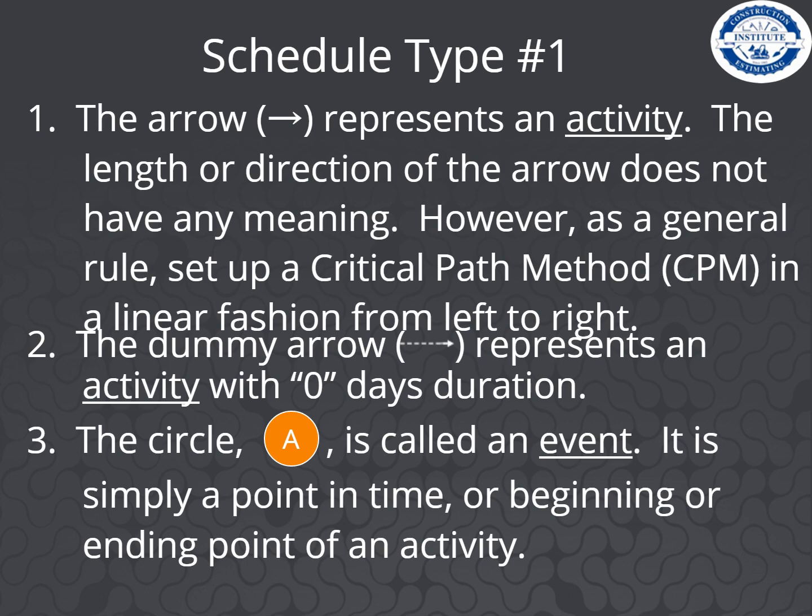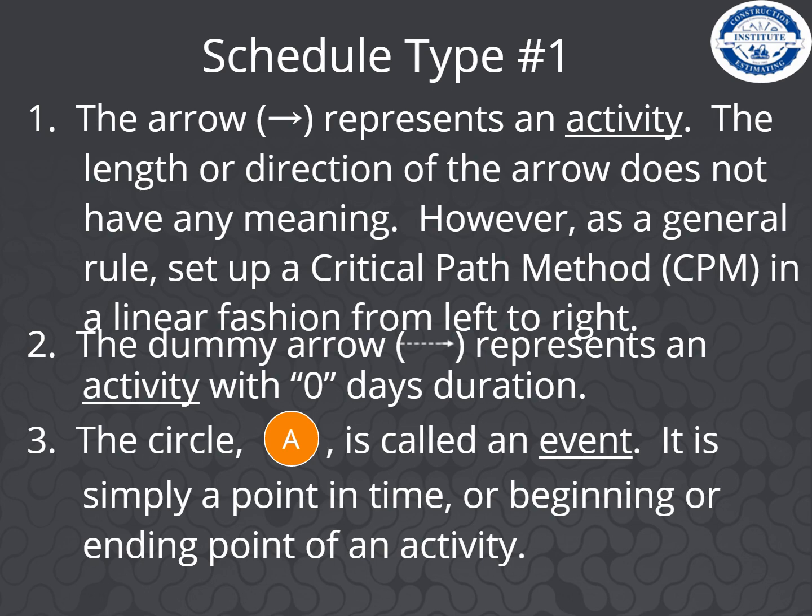Schedule type number 1, basic information. The arrow represents an activity. The length or direction of the arrow does not have any meaning. However, as a general rule, set up a critical path method, or a CPM, in a linear fashion from left to right. The dummy arrow, the dotted arrow, represents an activity with 0 days of duration.